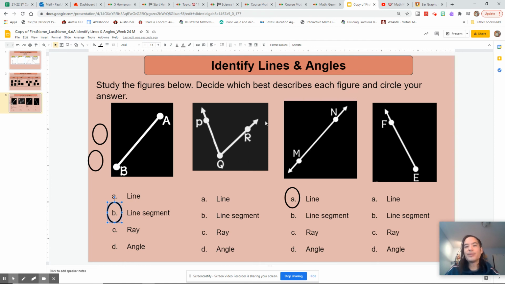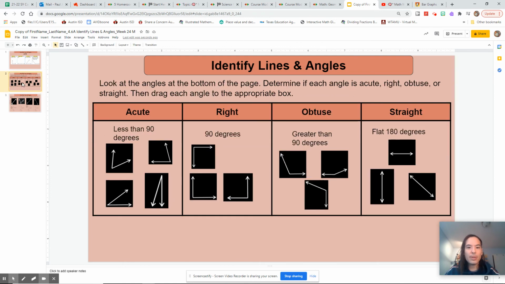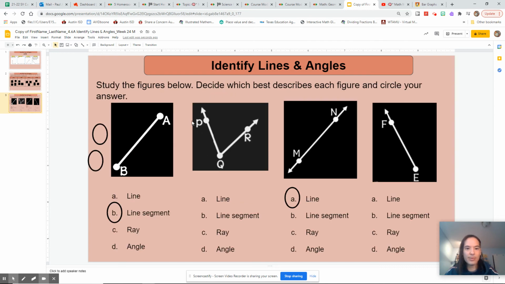Since we're kind of using angles on that whole activity over here, which one of the pictures looks kind of like these guys over here? Yeah, this one, PQR or RQP, right? This is an angle because it has the bend. All right, this is an acute angle because it's smaller than 90 degrees. So this is our angle. That leaves us with one, which is a ray.